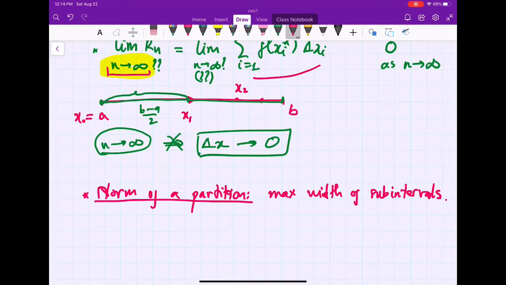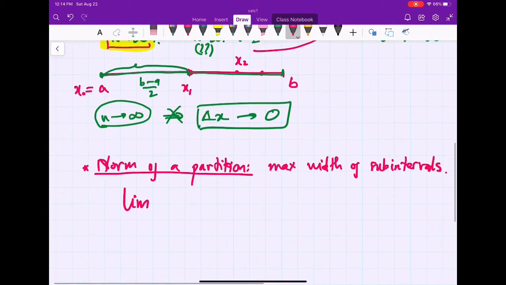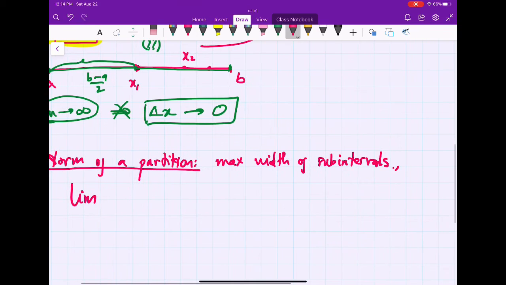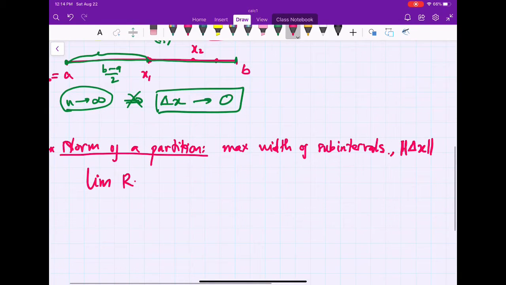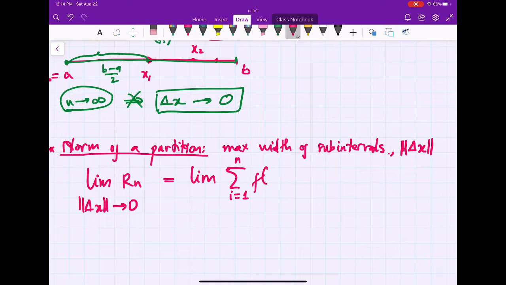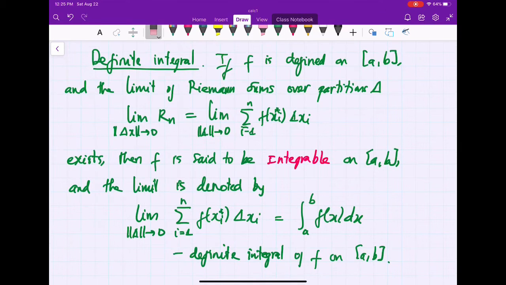And you need to consider the limit. Let's say that's denoted by the norm of delta x. So you need to consider the limit of the Riemann sum when the norm approaches 0. That is the sum from i = 1 to n of f of xi star times delta xi, where the norm of delta x approaches 0.